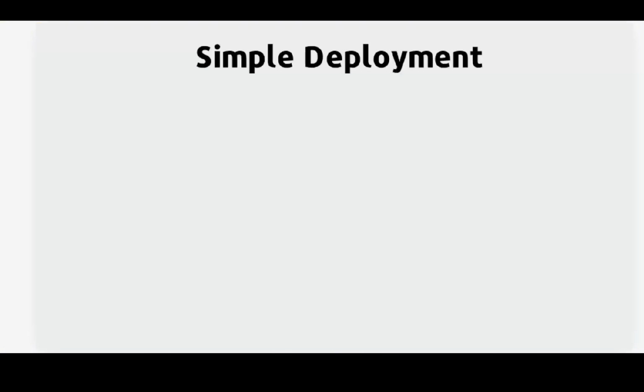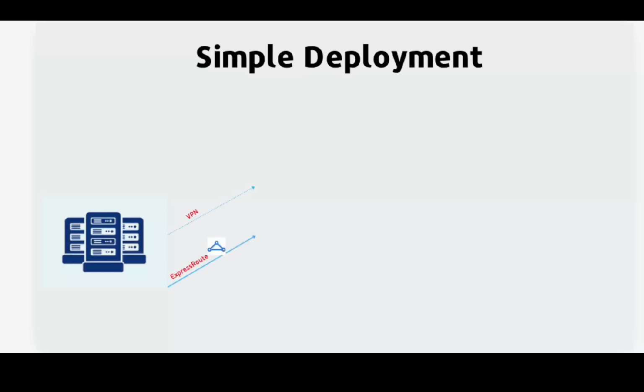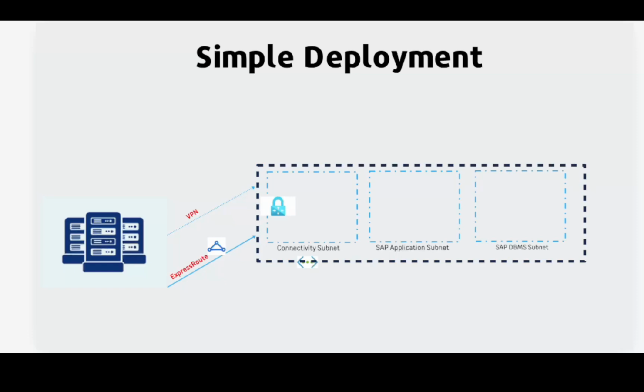Now let's look into the deployment options for SAP on Azure. So basically we will be looking into two deployment options. The first being a simple deployment. So in a simple deployment, there's a connection between the on-premises environment and Azure via a VPN or an ExpressRoute. And the key characteristics of this kind of deployment is there is a single virtual network in Azure, and the VNet might have multiple subnets. One of the subnets will contain the SAP application, the connectivity, and the DBMS.